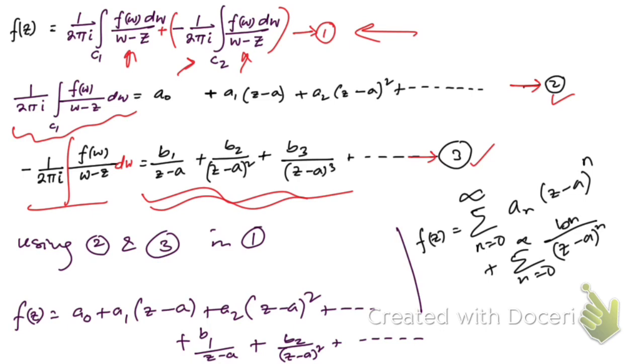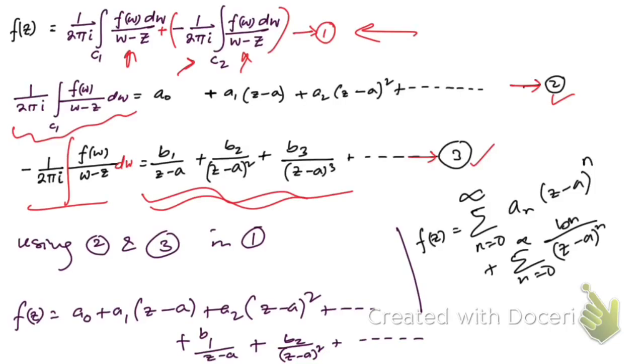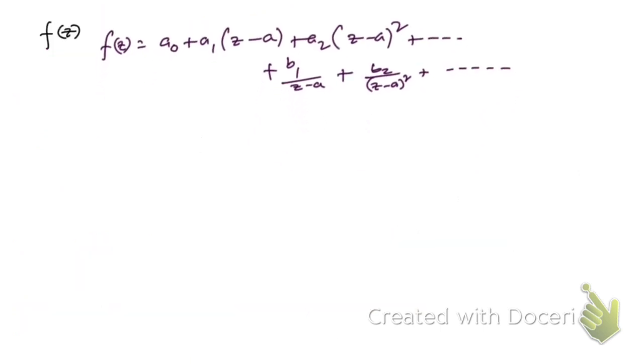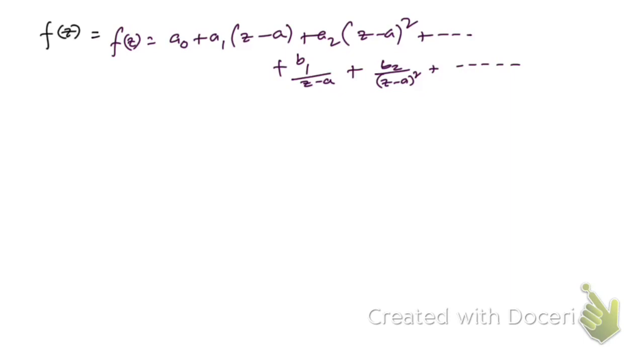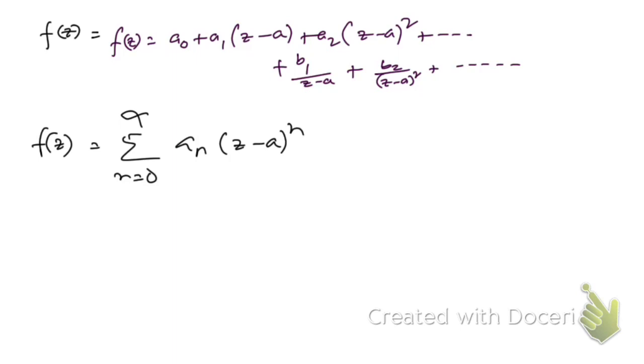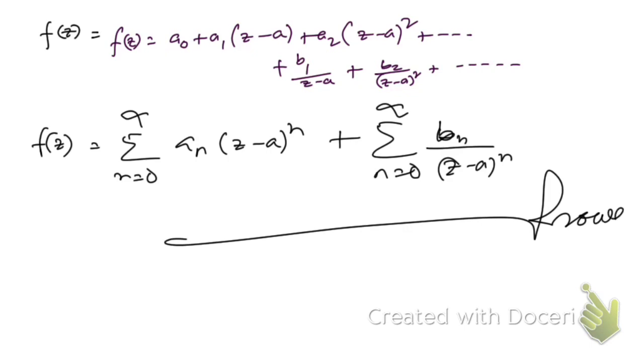So hope you have understood. The final result we have got is this f of z. Let me write it properly. Let me go to the new slide. This is the result we have got, the final result, right? This is the Laurent expression, which can be written in this way using summation from n is equal to 0 to infinity a n into z minus a whole to the power n plus summation n is equal to 0 to infinity bn divided by z minus a whole to the power n. Hence proved. So hope you have understood this.